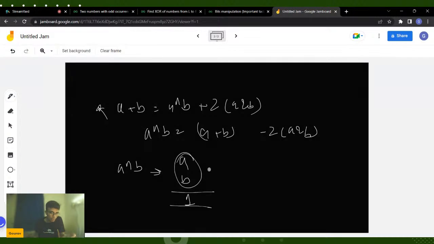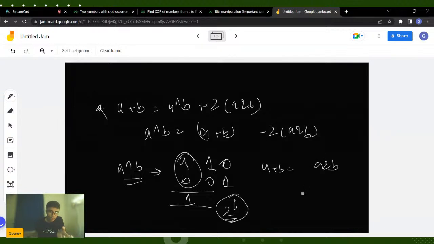So if there is 1 here and 0 here, or 0 here and 1 here, in that case that particular bit will be 1 in A XOR B. So A XOR B will give rise to 2 to the power I for every bit that is set in that way. And A and B will give 2 to the power I only if both are equal to 1. If you add these two values, you will get A plus B. If you try out writing all the truth tables and getting the results, you will see that this expression always holds true.